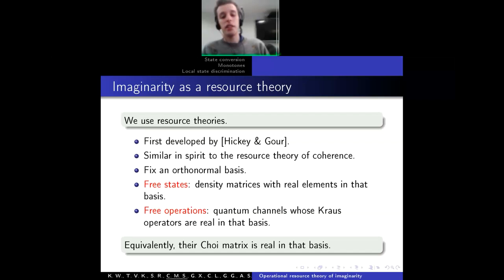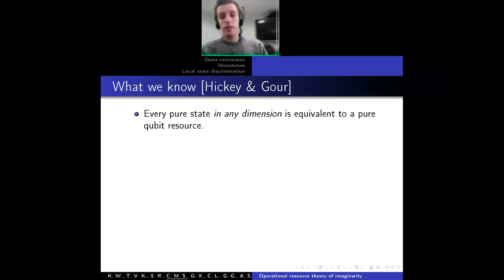Okay. So let's see what we know from this work by Hickey and Gore. As I said, it's very useful to recap what we know in order to understand what to do next. A very interesting feature of this resource theory is that every pure state, regardless of the dimension of the Hilbert space in which it lives, is equivalent as a resource, so I can convert it back and forth to a pure qubit resource. So this works for pure states. In other words, pure resources are all equivalent to qubits.